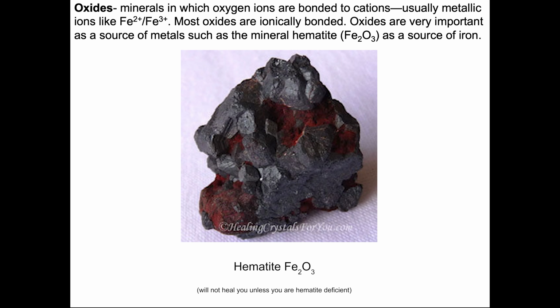Oxides are minerals in which oxygen atoms are bonded to cations, usually metallic ions like iron 2+ and iron 3+. Most oxides are ionically bonded. Oxides are very important as a source of metals, and in the case of iron, the mineral hematite is a primary source. This mineral hematite, iron oxide, has the exact same formula as common rust, although common rust may contain some water as well.